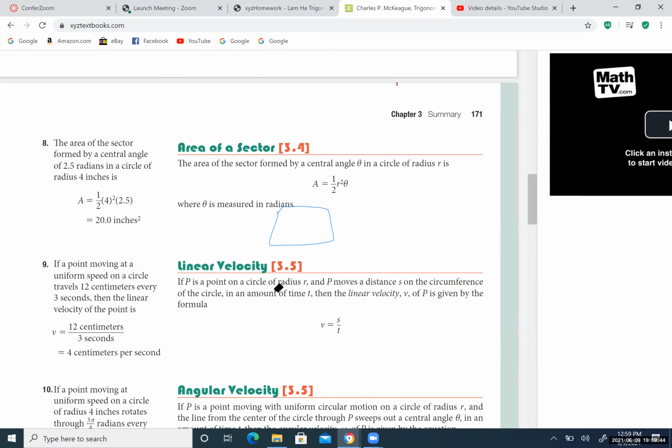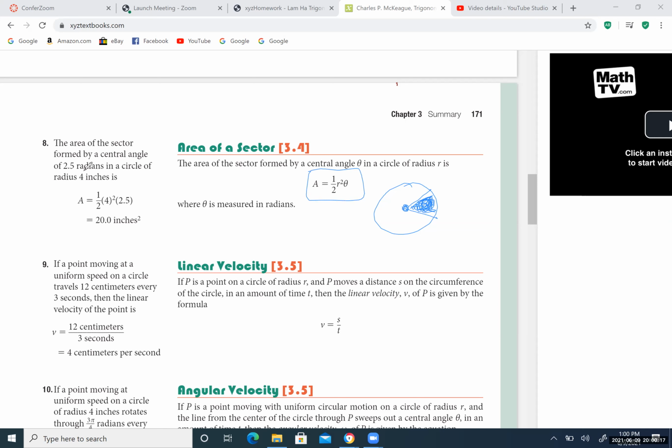Area of the sector. If we're talking about area, it means we're talking about the shaded part. For example, I'm having this angle, and we want to find the area of a sector. We're using this formula to figure it out.